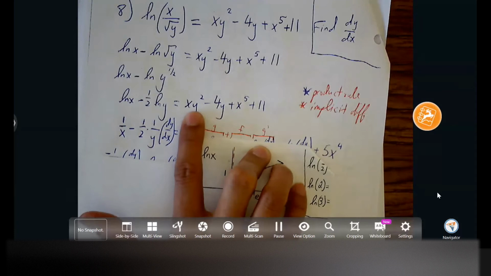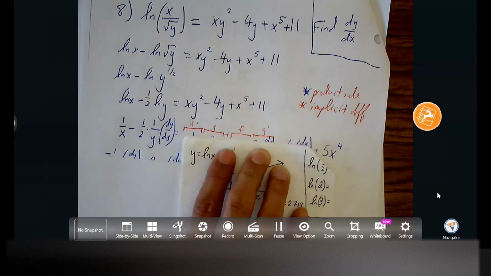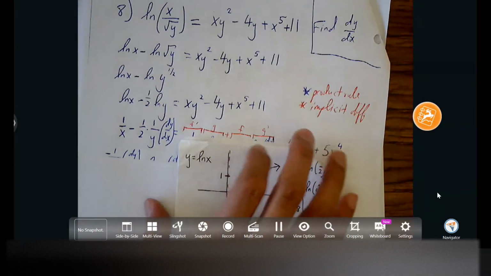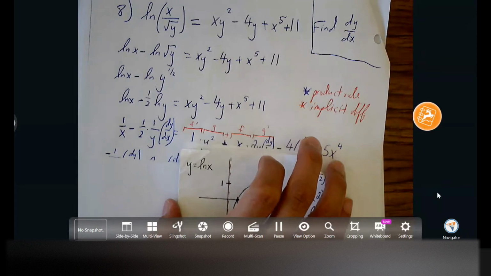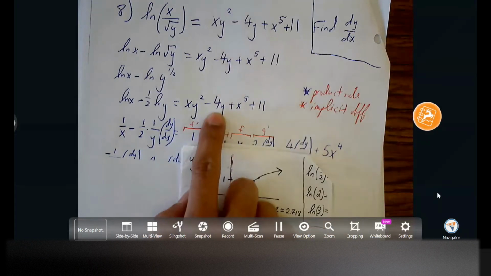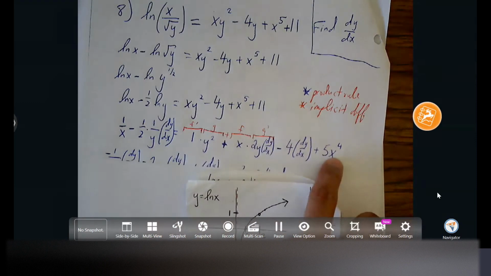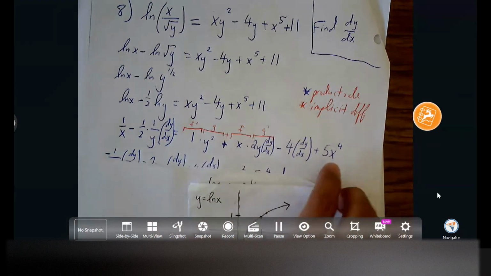And then what's y squared's derivative? 2y. Okay. Do we need anything else after 2y? Would you add the dy dx? dy dx, right? Anytime we take y's derivative, dy dx. Good. How about negative 4y? Would just be negative 4 dy dx. Power rule for x to the 5th, the 11 goes away.